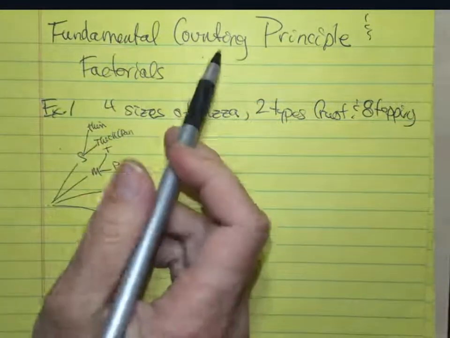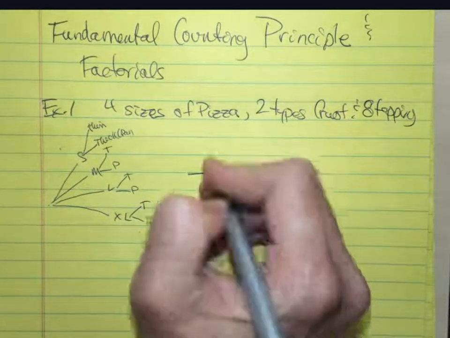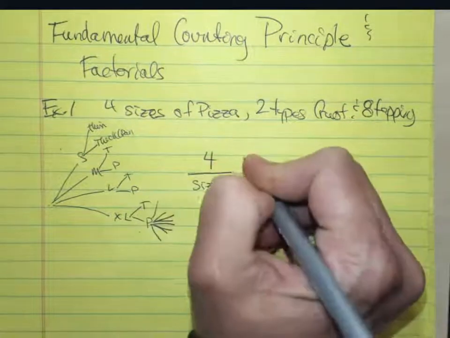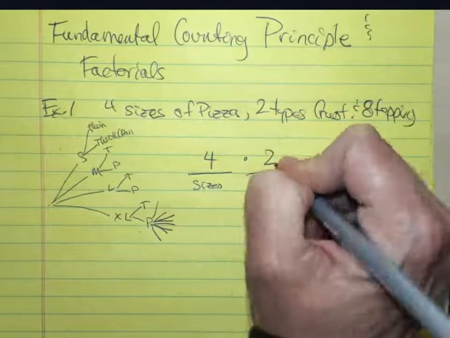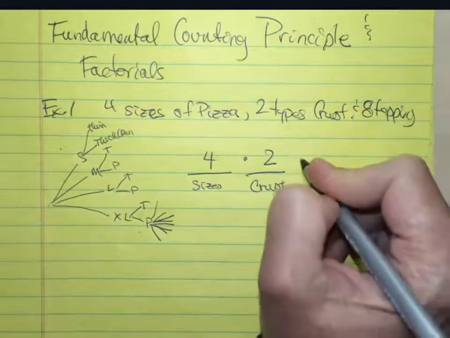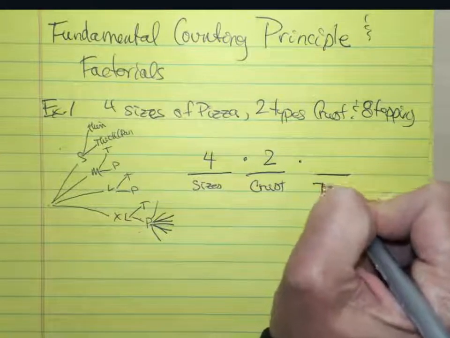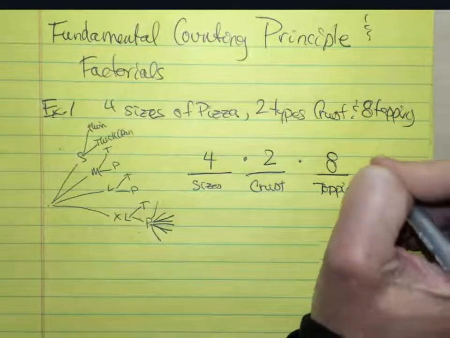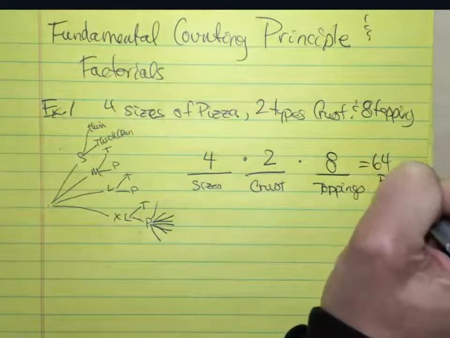Or I can use the fundamental counting principle. So the way I think about this is I have how many sizes of pizza? I've got 4. And I have 2 types of crust, times 2, because this would give me a total of 8 possibilities, times 8 toppings. So 4 times 2 times 8 is 64 possible combinations.